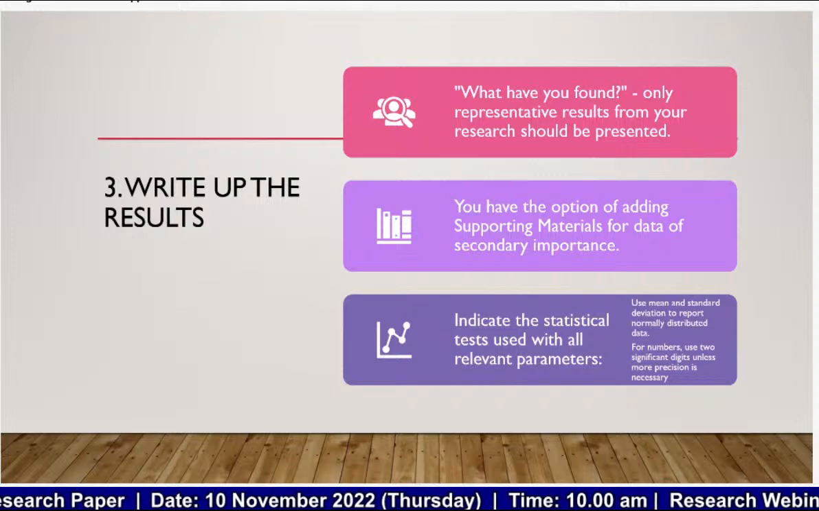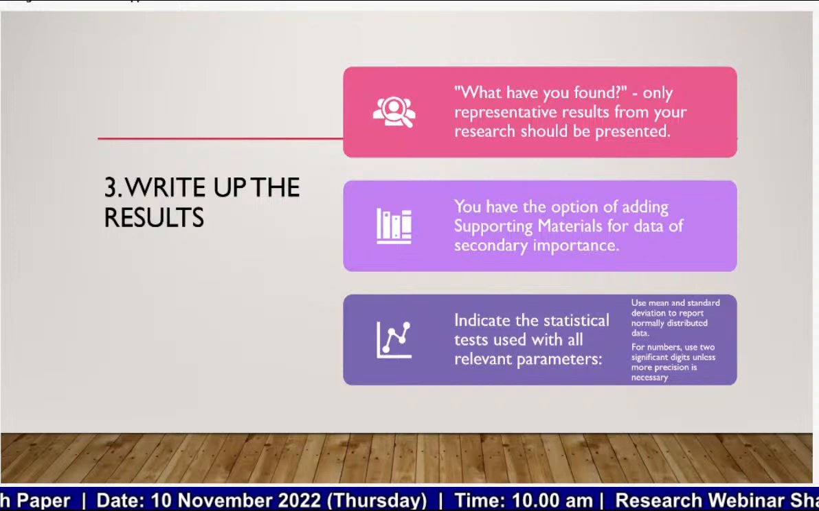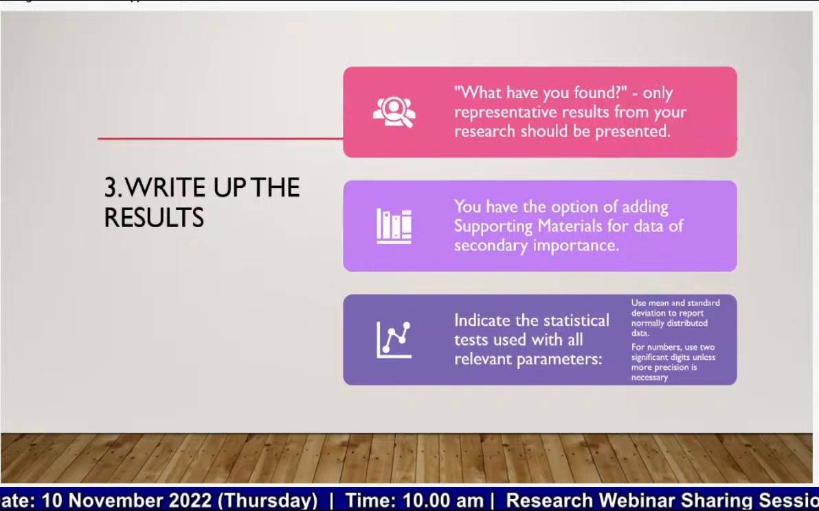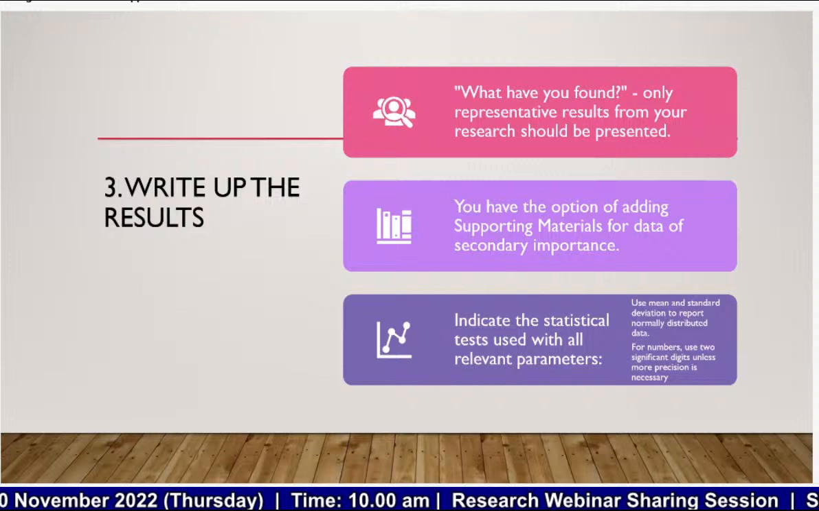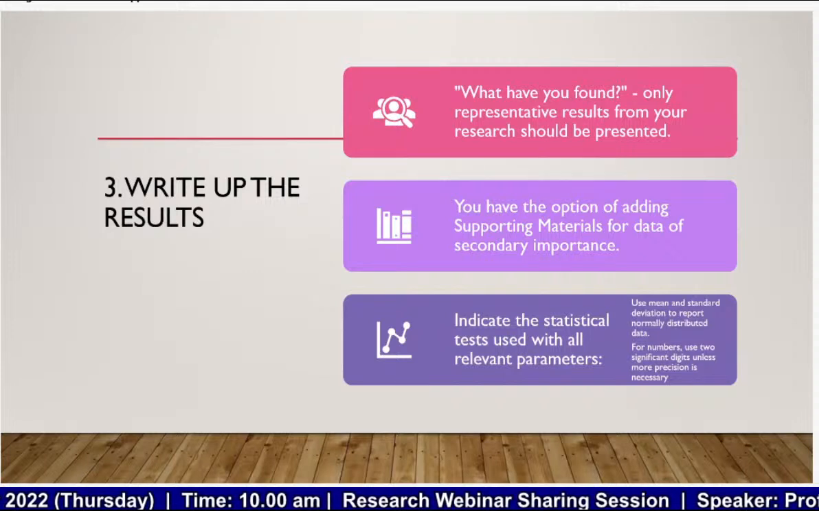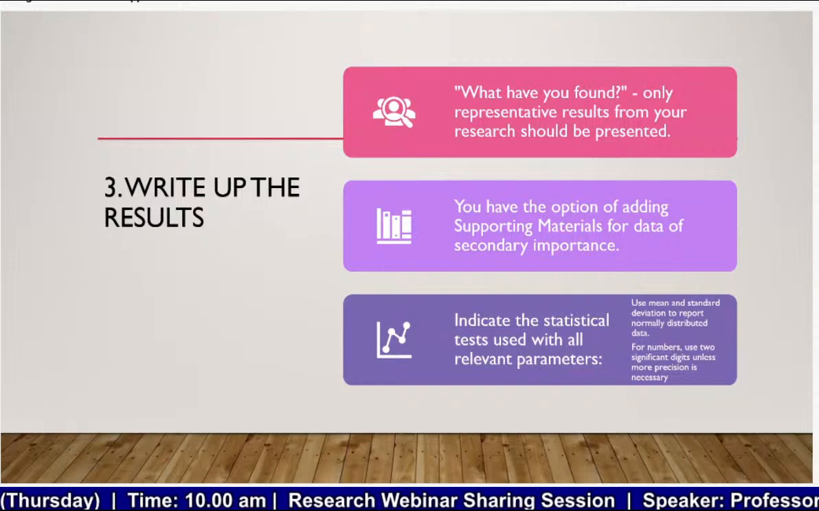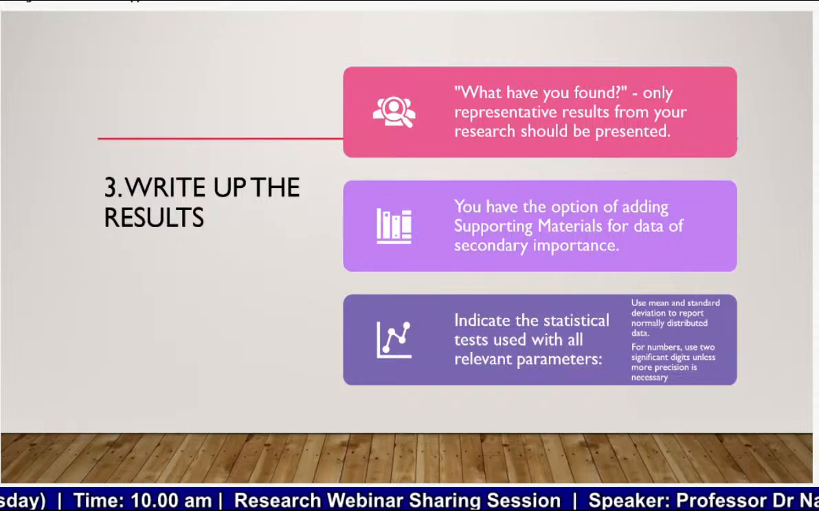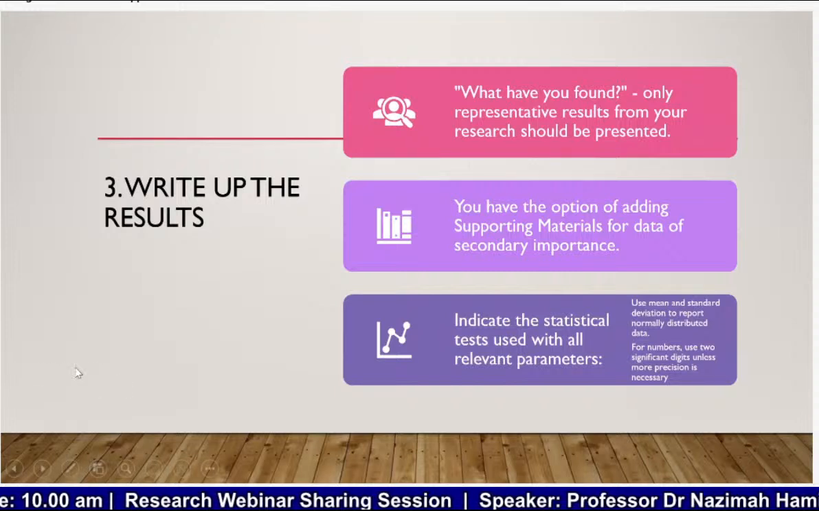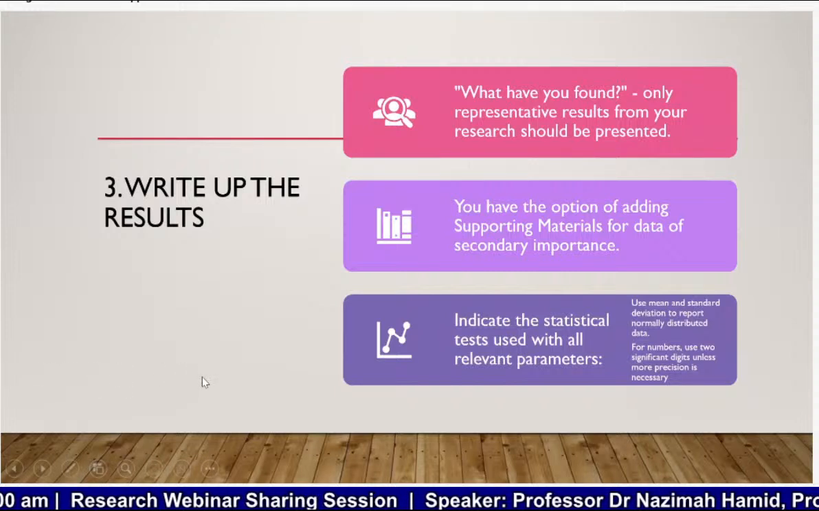Indicate the statistical test used. This is very, very important for most of us. When we're doing quantitative analysis, that would be analysis of variance, yeah? And now increasingly, people want to look at relationships, so they carry out multivariate analysis and regressions.